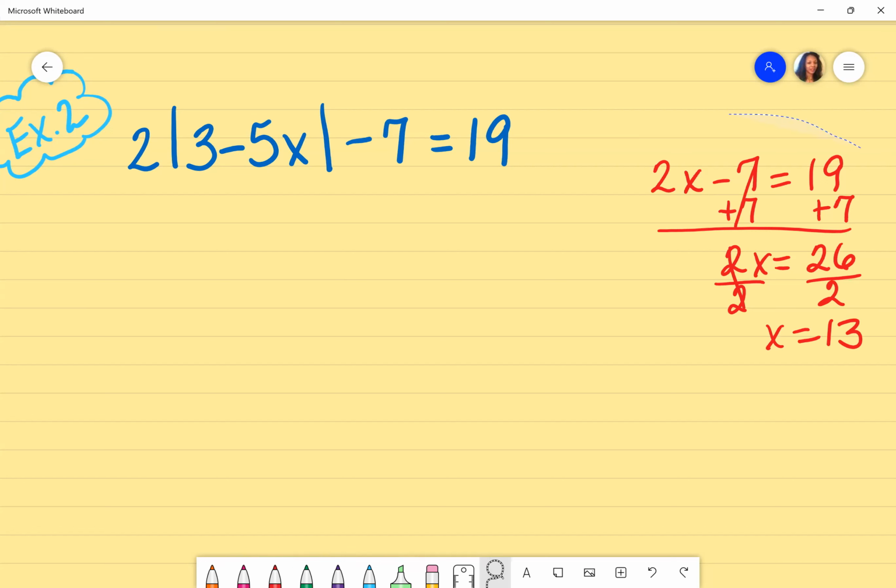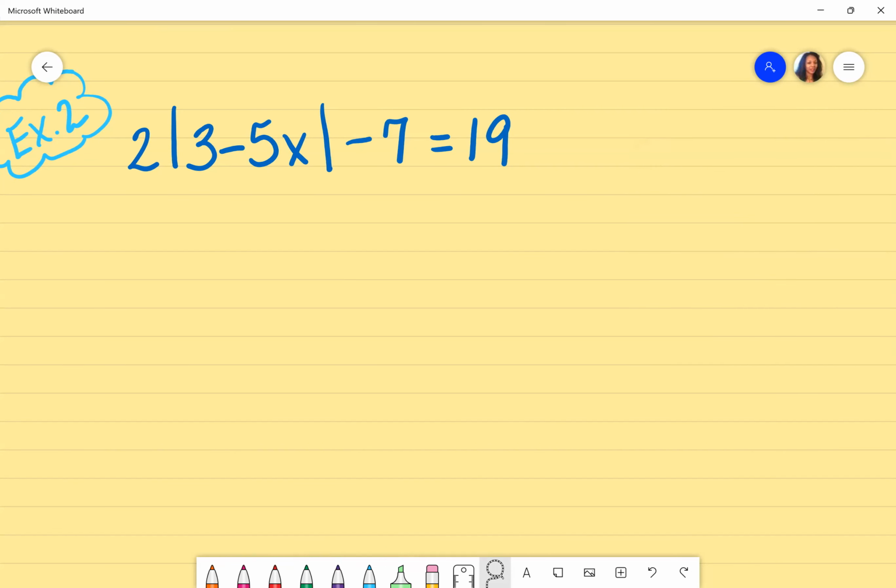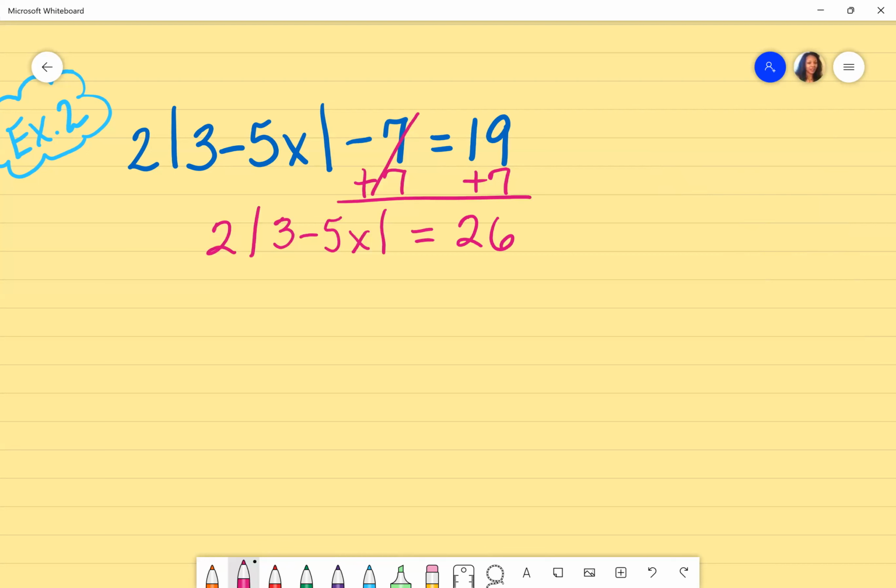It's similar with absolute values. You have to first get rid of anything that is in front or behind, starting with the constant. So that's what we're going to get rid of first. The inverse of a -7 is a +7. So that goes away, and I'm left with 2 times the absolute value of the quantity of 3 minus 5x is equal to 26. I want to get rid of that 2 that's in front of the absolute value because I'm trying to isolate the absolute value.